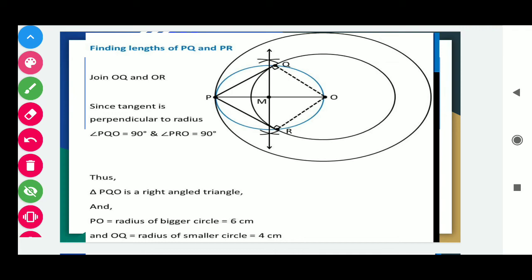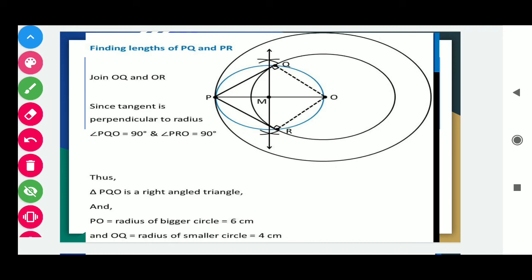So, finding the lengths of PQ and PR. Now we have to find the length of PQ and PR. Join OQ and OR. Since tangent is perpendicular to the radius, here OQ is the radius and PQ is the tangent, and together they make a 90-degree angle. So we use the Pythagoras theorem here.